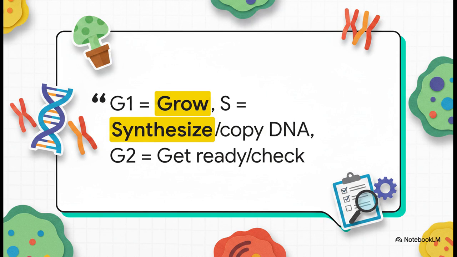Lock this into your brain. G1 stands for grow. The newly formed cell does its normal metabolism and regrows to its full size. S stands for synthesize. This is the incredibly delicate moment when the cell specifically copies all its DNA, chromosomes, and organelles. And finally, G2 stands for get ready and check. The cell double-checks everything it just copied and makes the final enzymes needed for division. Grow, synthesize, get ready. Simple, right?